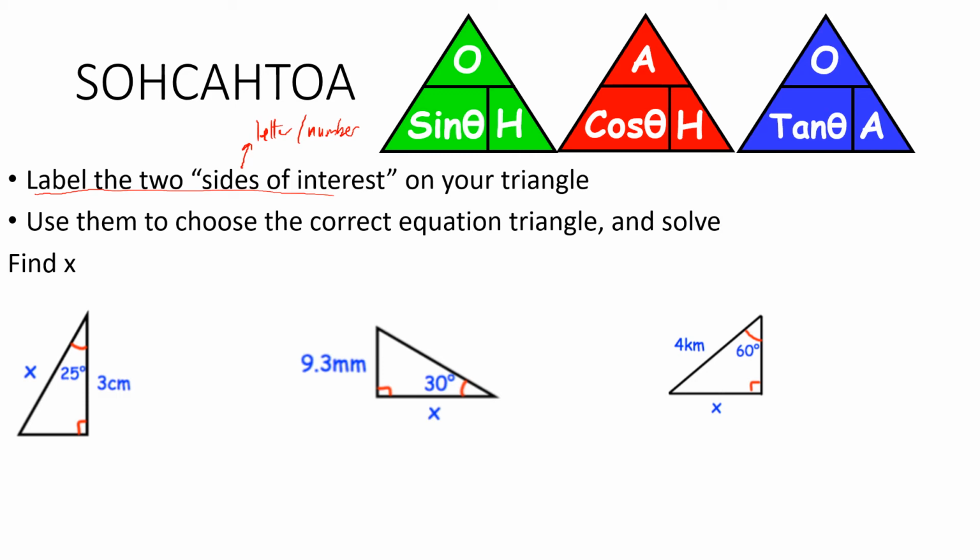So on our first triangle here, we've got x labeled, and that's definitely our hypotenuse. That's the longest side. It's opposite the right angle. And we've also got 3 labeled. Now 3 is in between the right angle and our labeled angle, so it is the adjacent.